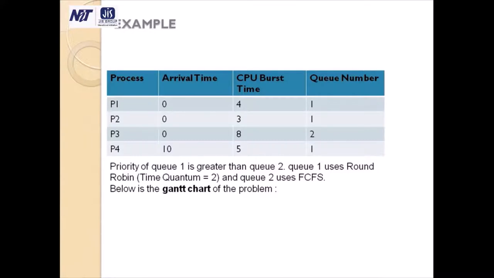Their queue numbers are also given. Processes P1 and P2 reside in Q1, and P3 resides in Q2. These three processes come at 0 milliseconds, at the start. After 10 milliseconds, in the middle of the execution, the fourth process comes and enters Q1. The priority of Q1 is greater than Q2, and Q1 uses round robin scheduling with a time quantum of 2 milliseconds. Suppose Q2 follows first come first serve.